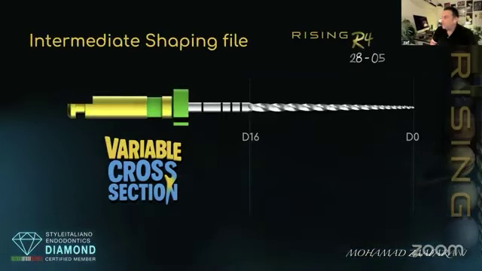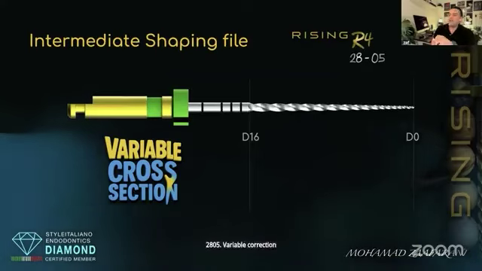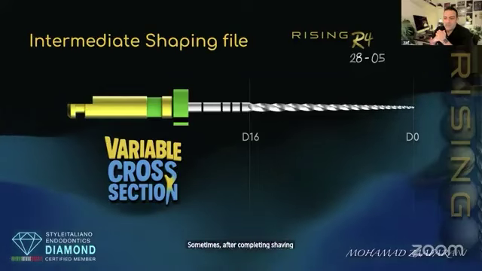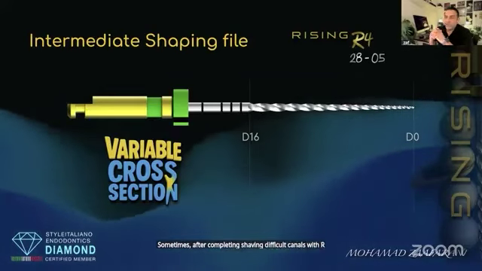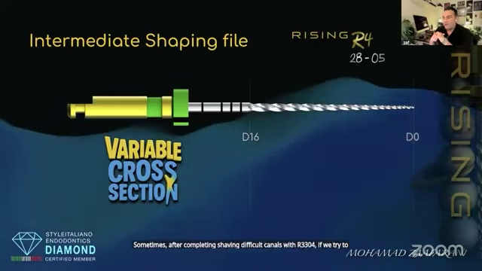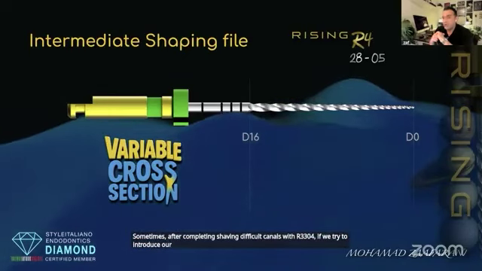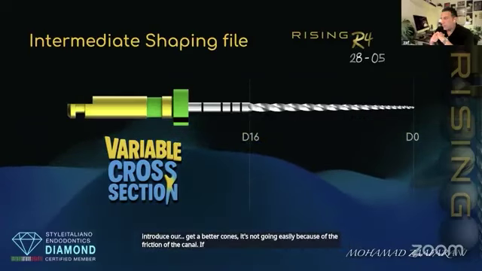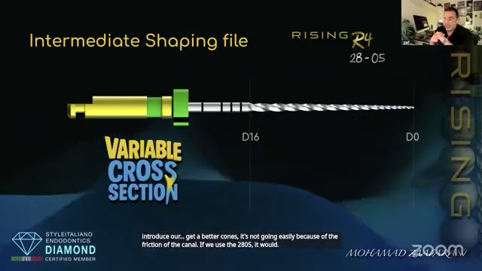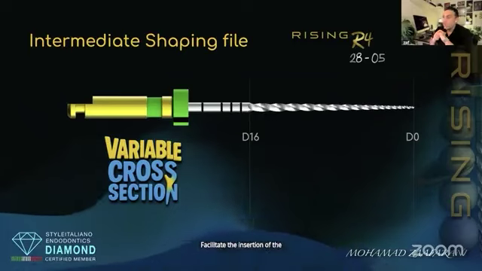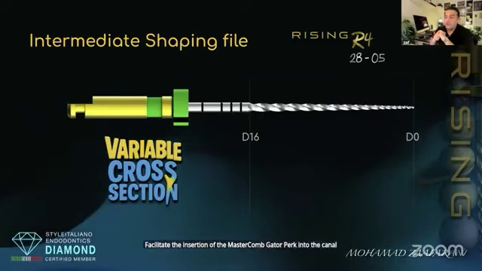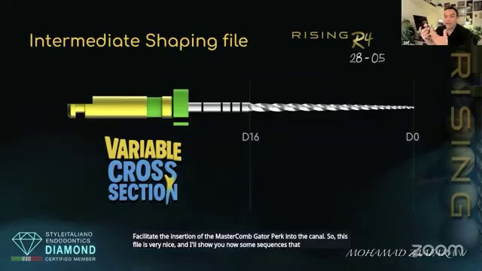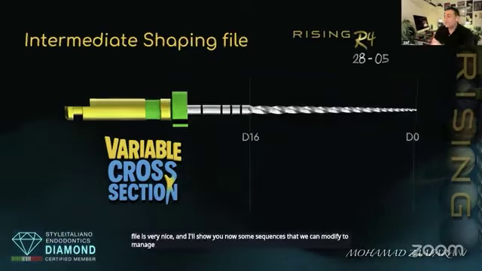2805, variable cross section also, and this file is very nice. Sometimes after completing shaping difficult canals with R3 3004, if we try to introduce our Ritig cones, it's not going easily because of the friction of the canal. If we use the 2805, it would facilitate the insertion of the master cone Ritig into the canal. So this file is very nice, and I'll show you now some sequences that we can modify to manage different clinical scenarios.